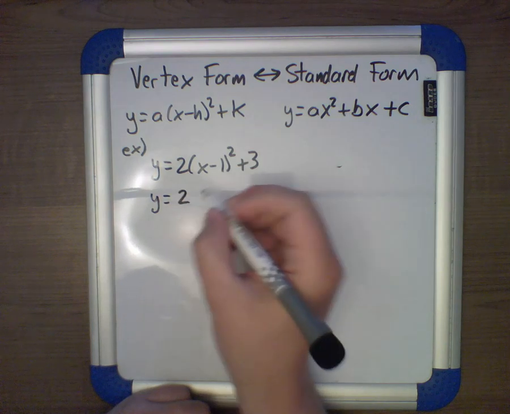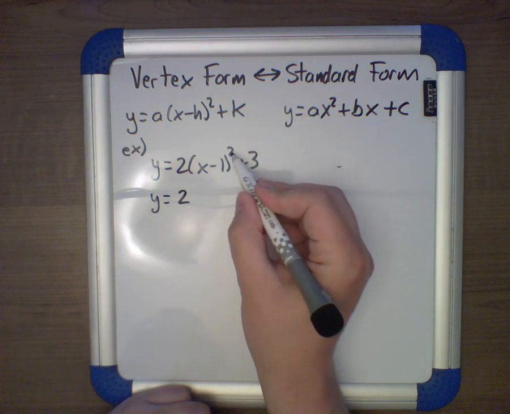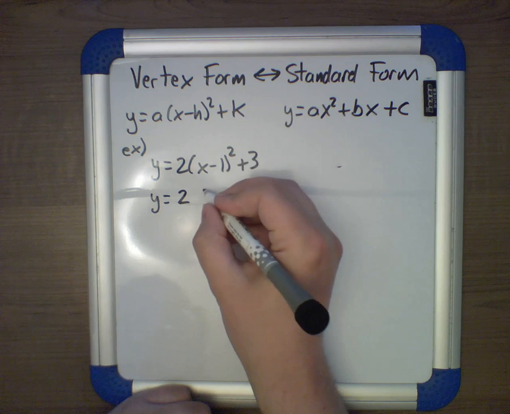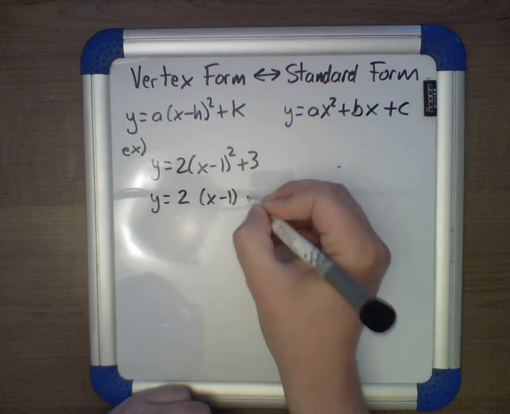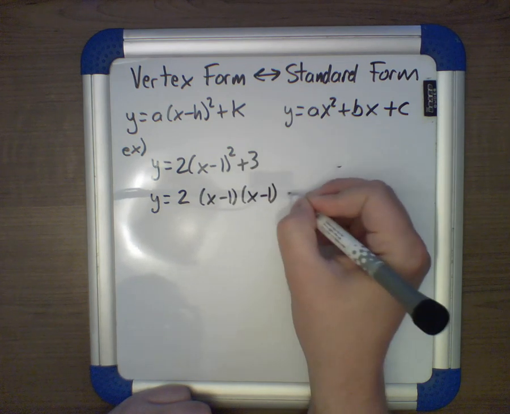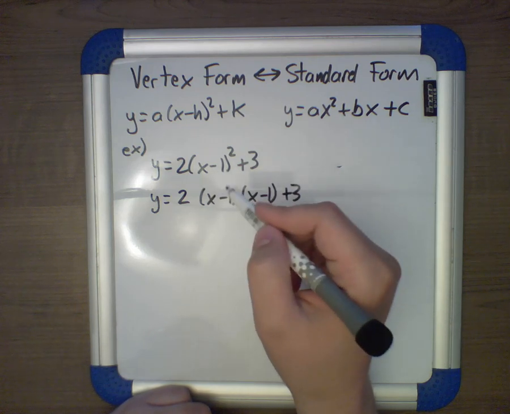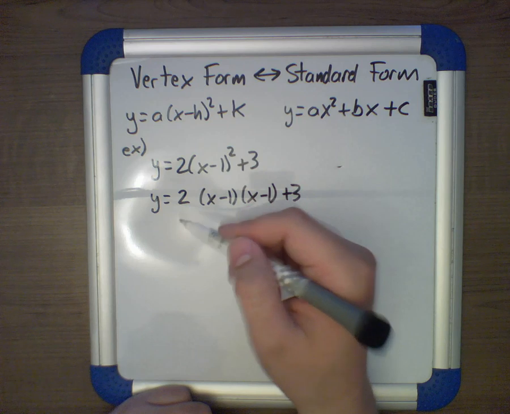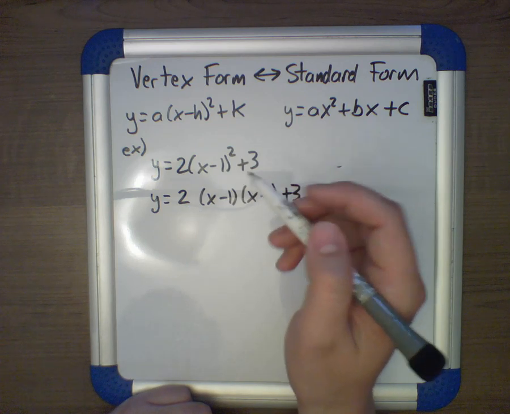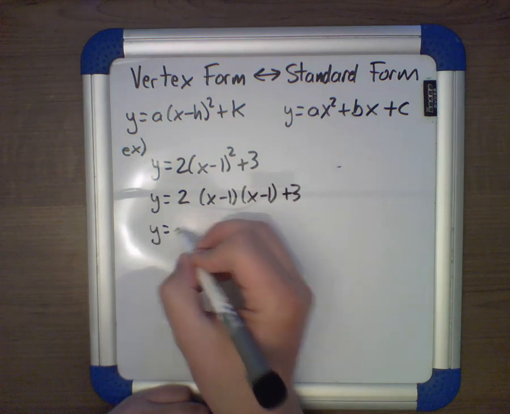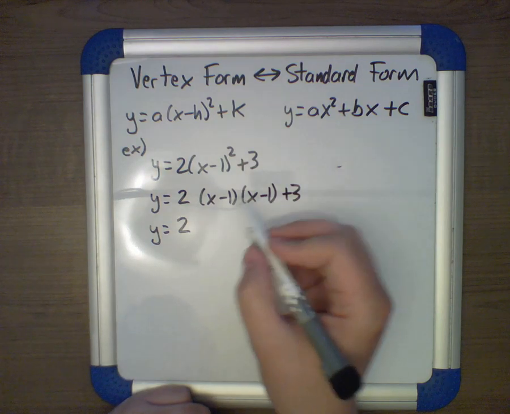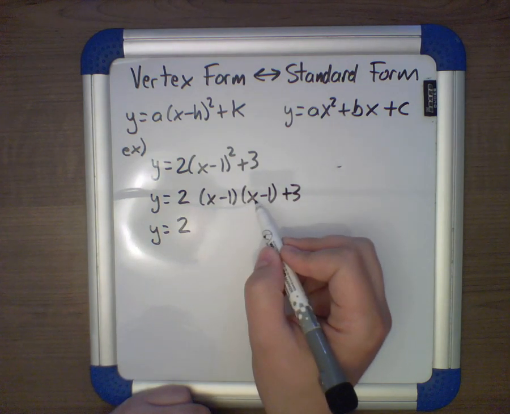Y equals 2, and we're going to rewrite this. Instead of writing this as a squared, I'm going to write this as (x minus 1) times (x minus 1) plus 3. And this process of multiplying things out and finding what they equal is called expanding. So let's take a look. Y equals, the 2 is still hanging out here, but now I need to multiply these brackets together.